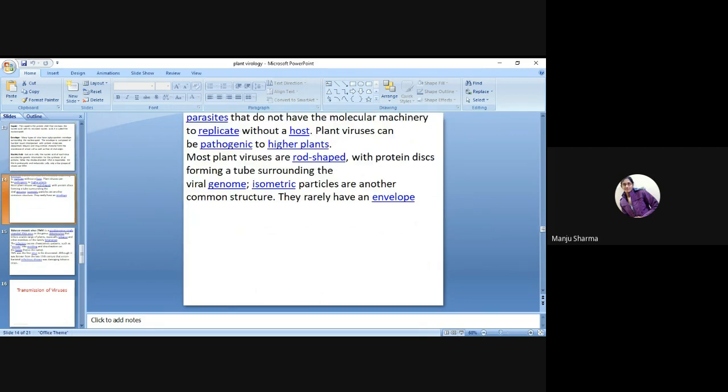Viruses are parasites that do not have the molecular machinery to replicate without a host. Plant viruses can be pathogenic to higher plants. Most plant viruses are rod shaped with protein discs forming a tube surrounding the viral genome. Isometric particles are another common structure. They rarely have an envelope.